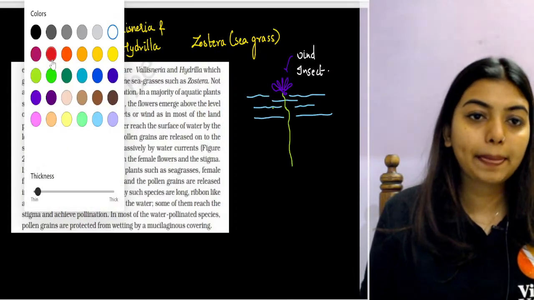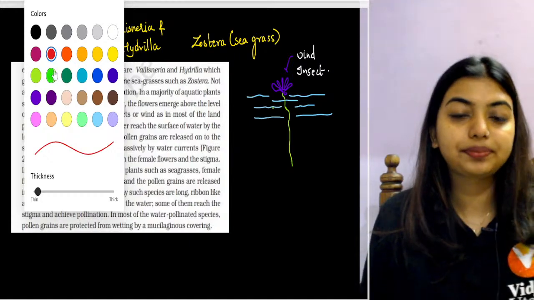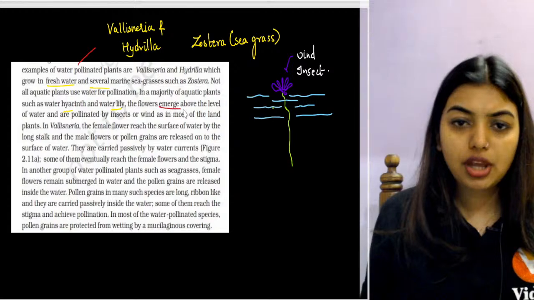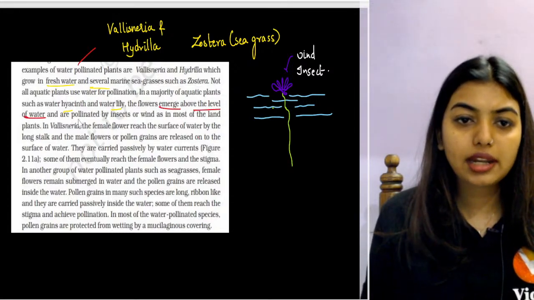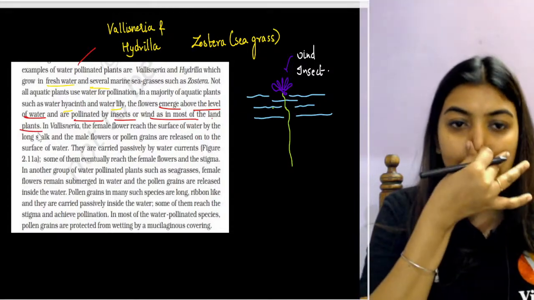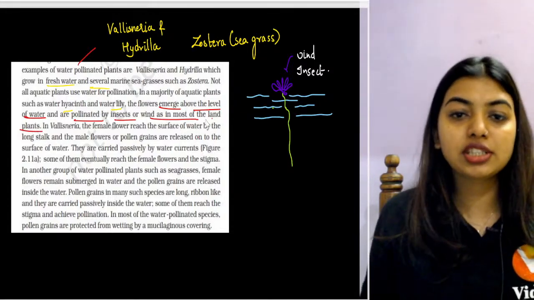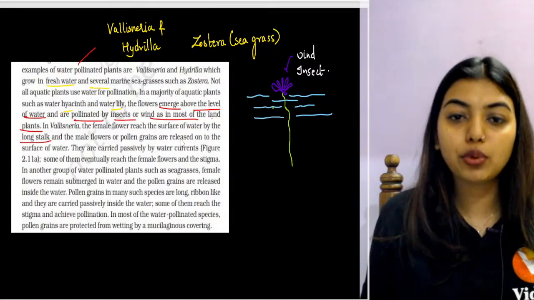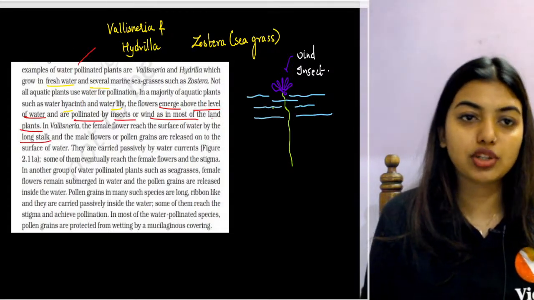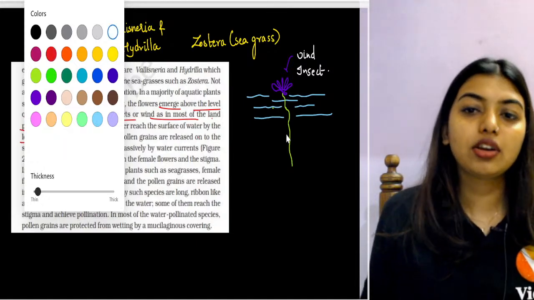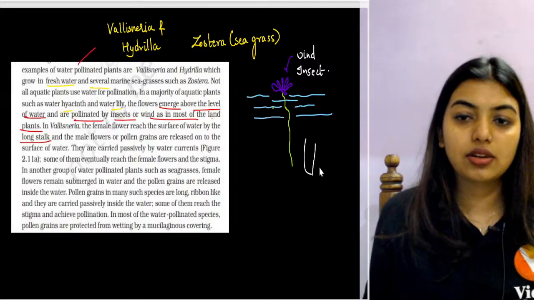Now look here. The flowers emerge above the sea level of the water and are pollinated by insects or wind, as in most of the land plants. In vallisneria, the female flower reaches the surface of water by a long stalk, and the male flower or the pollen grains are released on the surface of water. So let's imagine this is vallisneria. Obviously, this is not how vallisneria looks like.